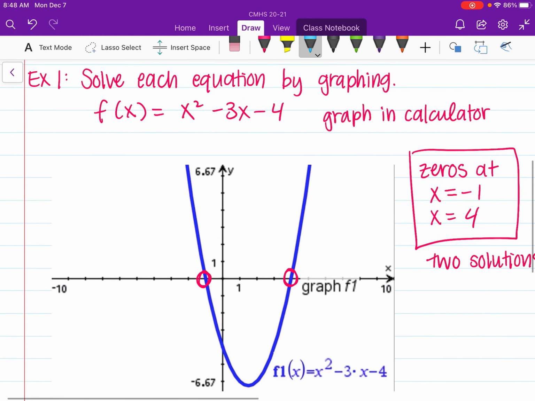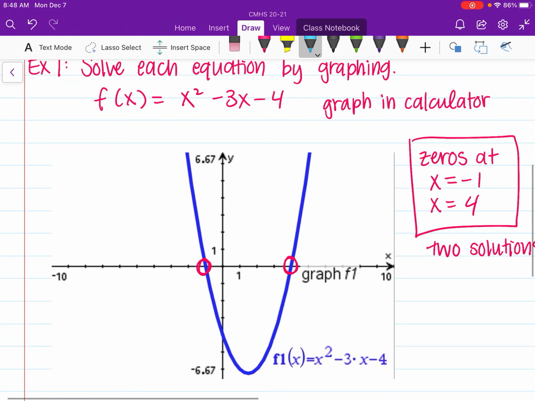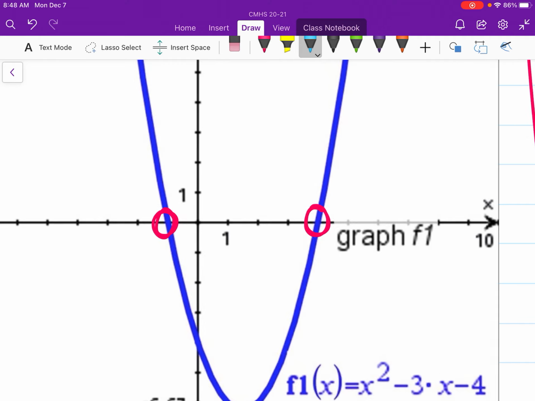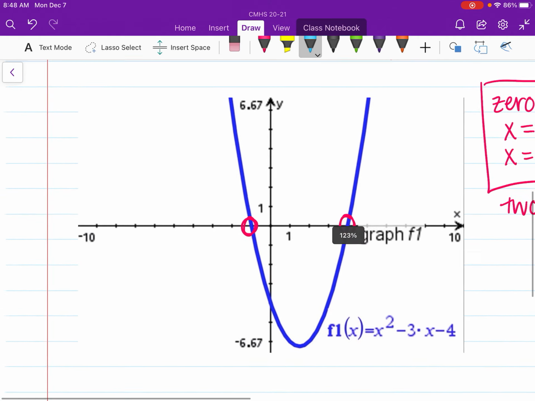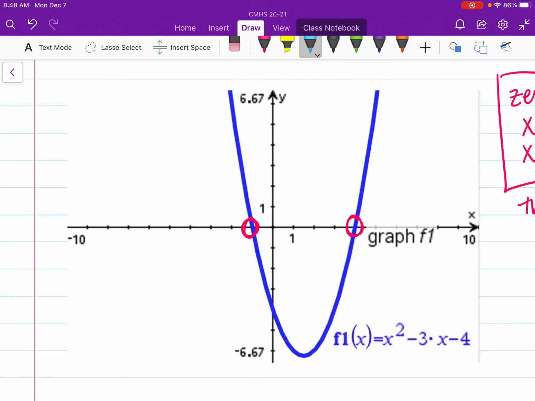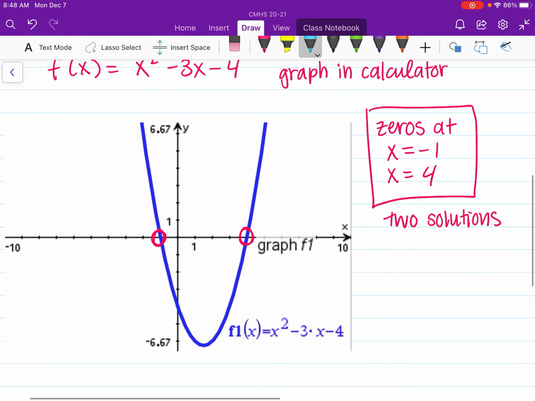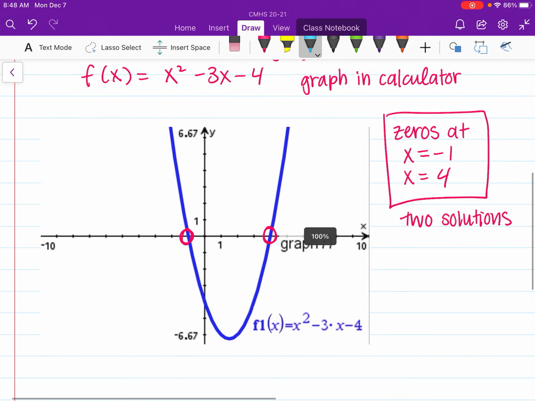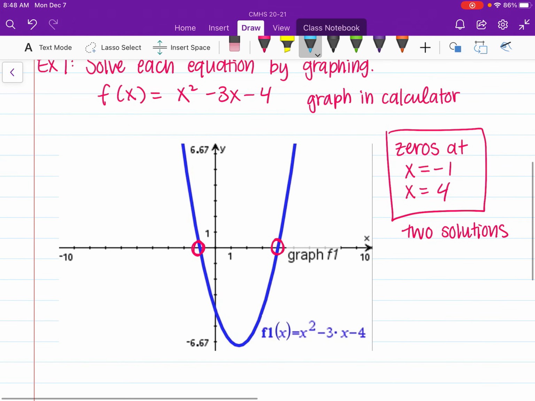So this is going to be really easy. You're going to use a calculator to do this. And I just said solve this equation by graphing. And you're going to graph this in your calculator. I'm going to give you a Desmos activity to do. But anyways, if you go ahead and graph this, it's super easy to see where they cross the x-axis. I've even circled them for you. So this is a screenshot from my calculator. And it looks like it crosses at -1 and 4. So over here I said there are zeros at -1 and 4 and that there are 2 solutions. So that's literally all we have to do.